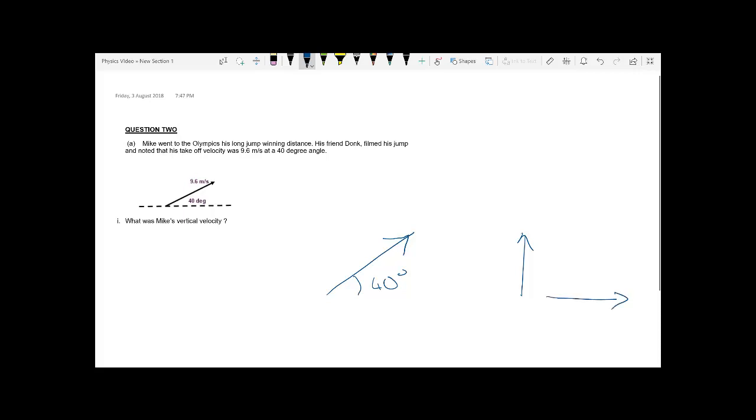Now, the vertical velocity is going to be found by using the velocity here, which is 9.6 meters per second, and it's just some basic trigonometry where if you multiply 9.6 times the sine of 40, that will give you this length here, and therefore you'll then know what this component here is, which is the vertical velocity. And the answer we get for that is 6.17, or 6.2 meters per second if we go to two significant figures.